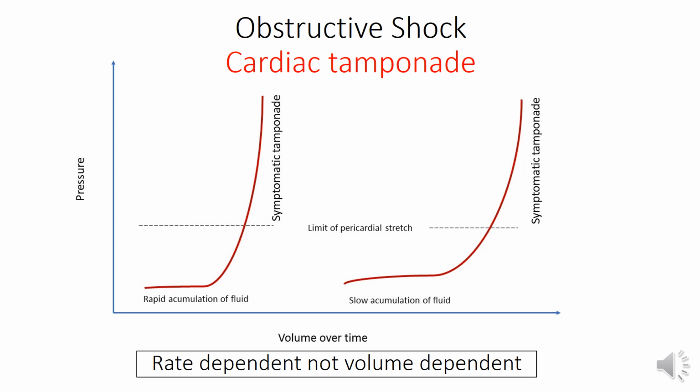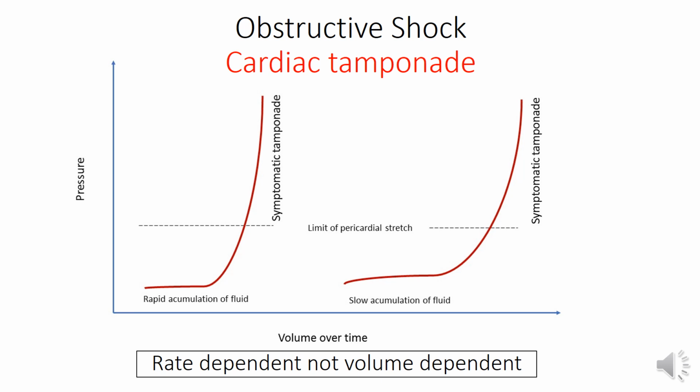The final scenario is cardiac tamponade. Actually, with cardiac tamponade, we might have a false idea that the more fluid we have, the more likely it is tamponade. Actually, it is a matter of the rate of accumulation of this volume rather than the volume itself.